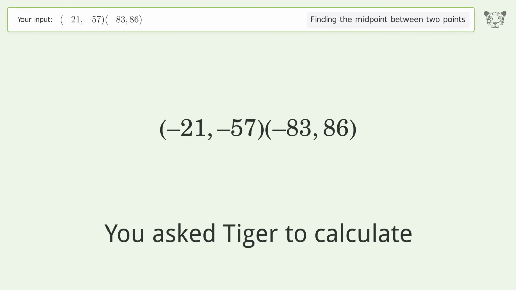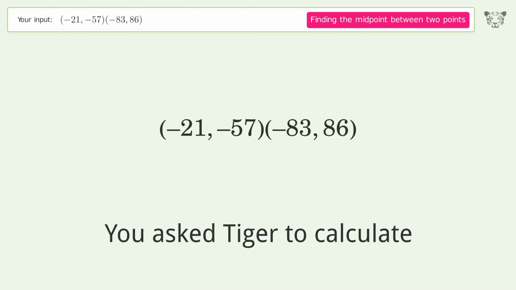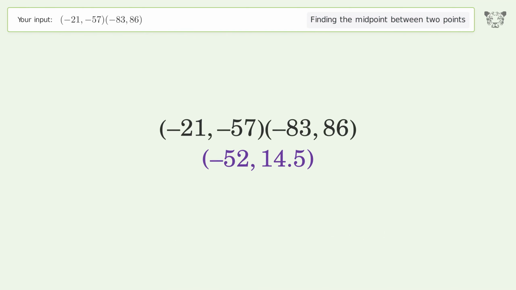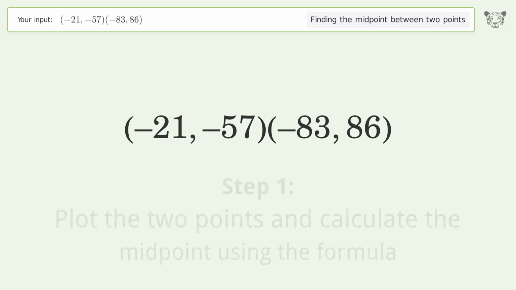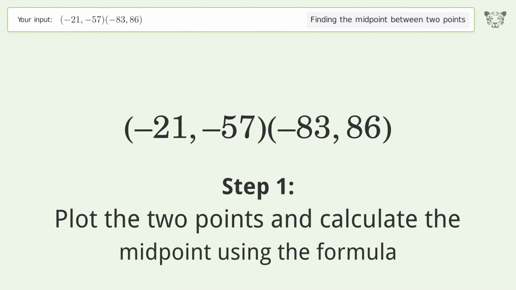You ask Tiger to calculate. This deals with finding the midpoint between 2 points. The midpoint between the 2 points is -52, 14.5. Let's solve it step by step. Plot the 2 points and calculate the midpoint using the formula.